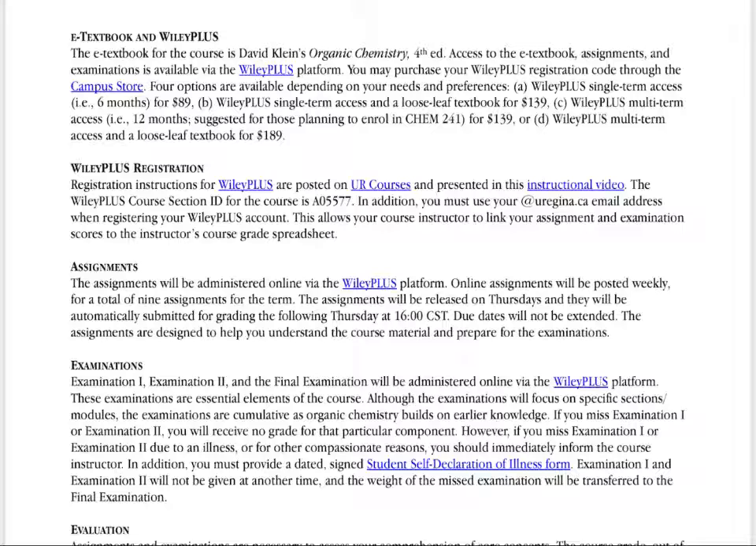Why I ask this is that this allows me to easily link your exam grades and assignment grades to the overall course grade spreadsheet.